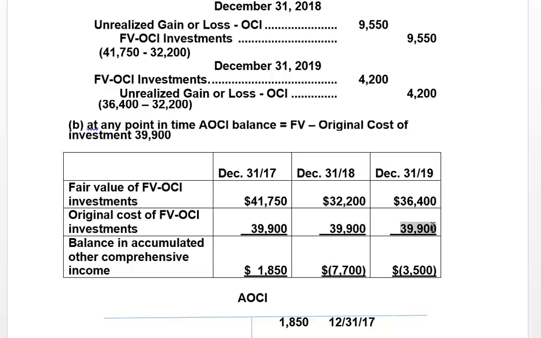And if I compared my original fair value, which was my cost, to my new fair value at the end of 2019, cumulatively, I should have cumulative unrealized losses, which are building up in the shareholders' equity section in AOCI, of debit $3,500.